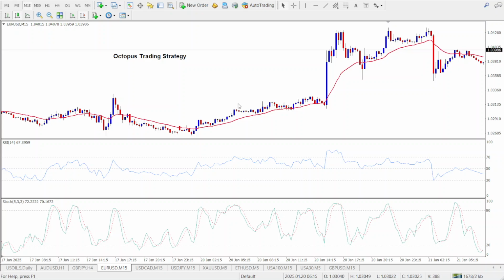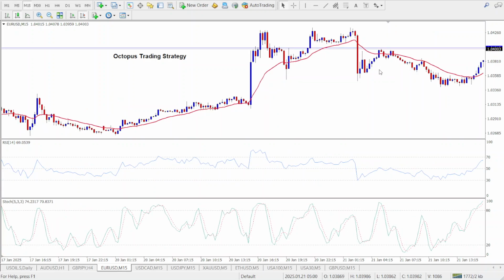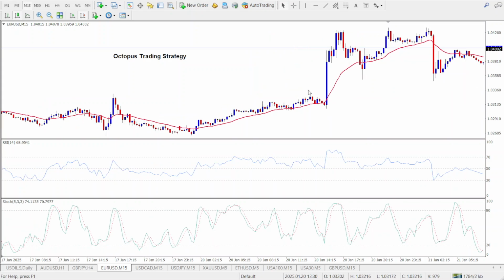and the RSI. Now, another component of this strategy is price action. While these indicators help you to identify trends, overbought and oversold conditions, and potential market reversals, price action is still key. By studying candlestick patterns and support and resistance zones, you can refine your entry and exit points with precision.